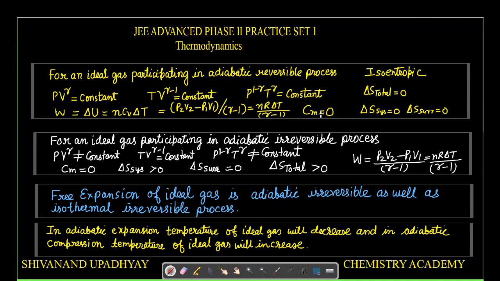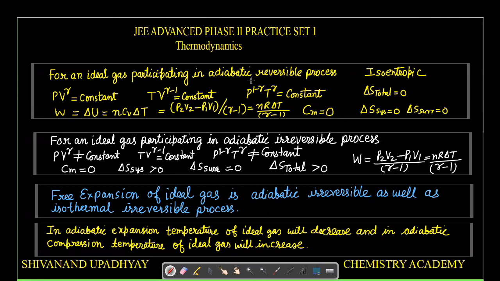The molar heat capacity of an ideal gas participating in adiabatic reversible process is equal to 0 because we are writing Q is 0, and Q is equal to nCm into delta T. We'll study that in adiabatic expansion, delta T will be negative. In adiabatic compression, delta T will be positive. So delta T is non-zero. So Q will be 0 when molar heat capacity will be 0.